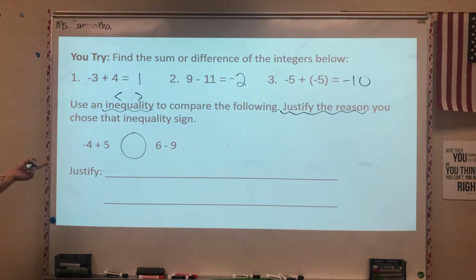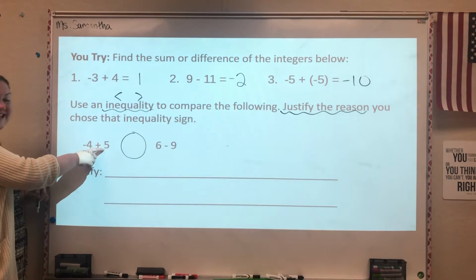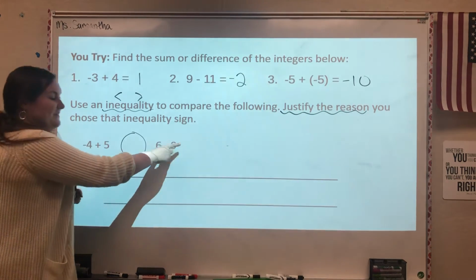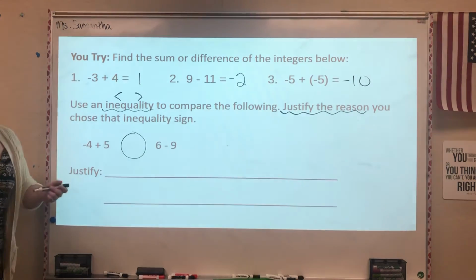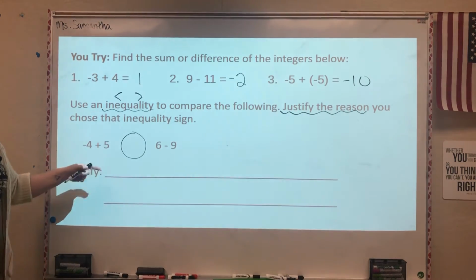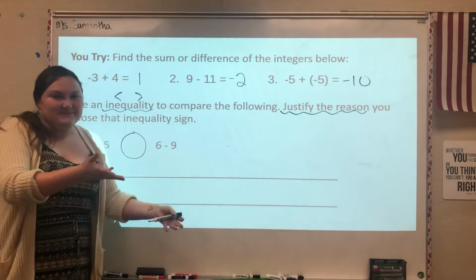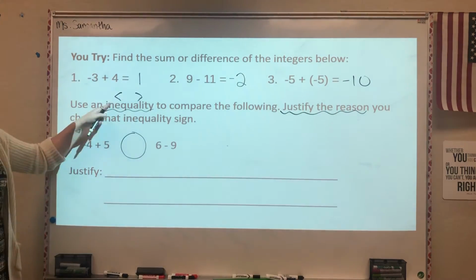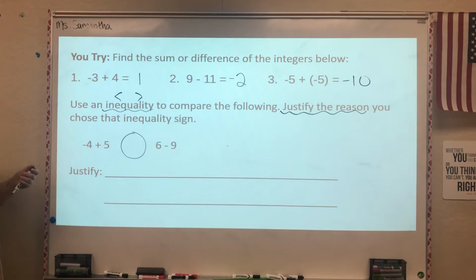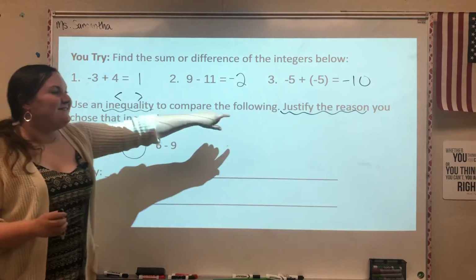So here, you're probably going to have to figure out what this side equals and what this side equals. So in your justify, you could tell me that. You could say, I figured out this left side equaled whatever the answer is. I figured out this right side equals that, and I used those numbers to figure out if I want the less than or greater than sign, something like that. Go ahead and try this one for me. Make sure you include both parts, the inequality sign and the justify.